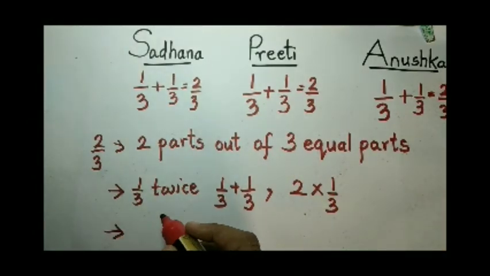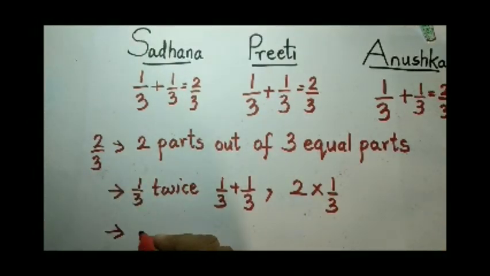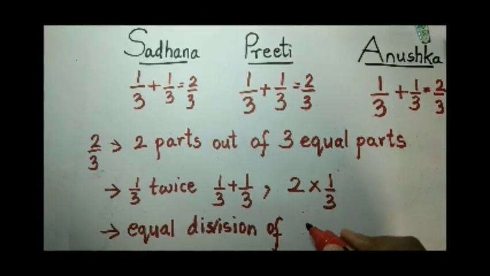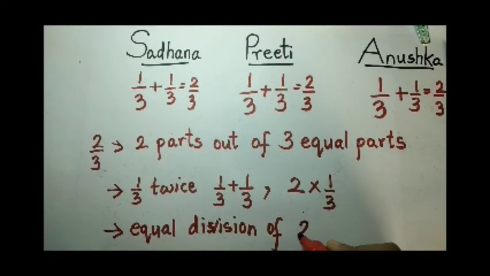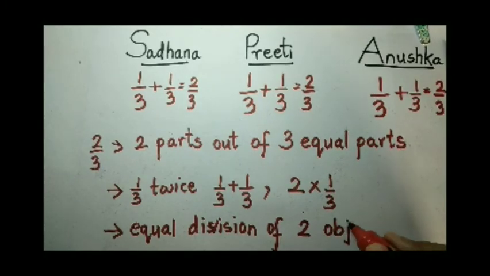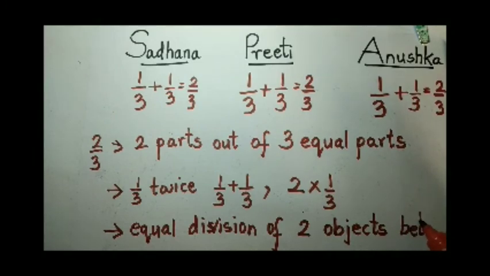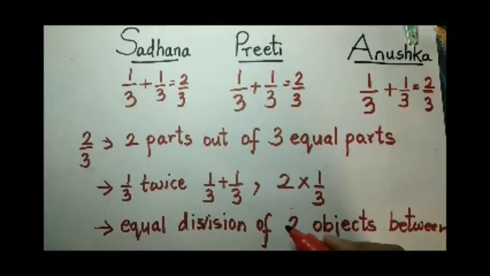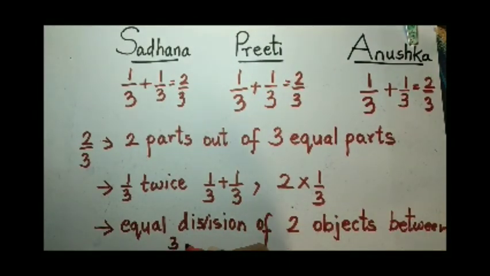Another way to explain 2/3 is equal division of two objects. Here the two objects were two chapatis. So equal division of two objects between 3 people. Who are the 3 people? Yes, Sadhana, Preeti and Anushka. So equal division of two chapatis between Sadhana, Preeti and Anushka.